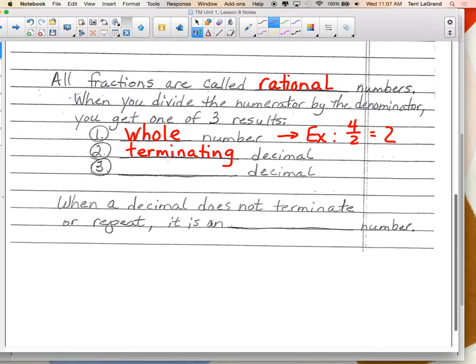Yesterday's notes, I bet that would help. How about this example? 1/2. What's 1/2? 0.5. Does that 5 keep going? No, it stops right there, doesn't it? Okay. So we can have that possibility. Or last but not least, we can have what was happening up above. We can end up with a repeating decimal.